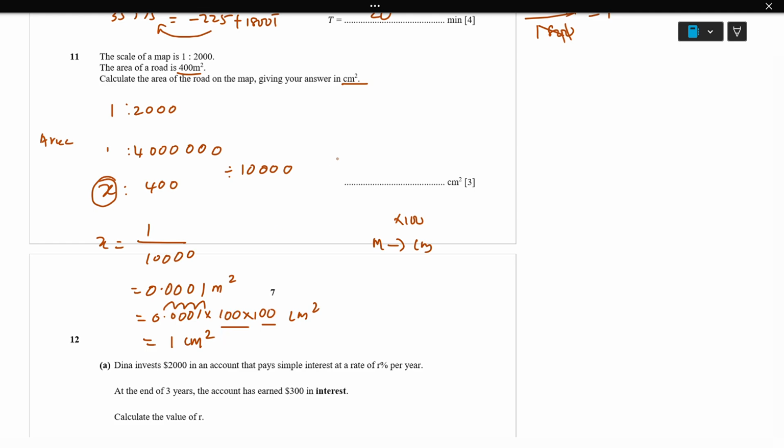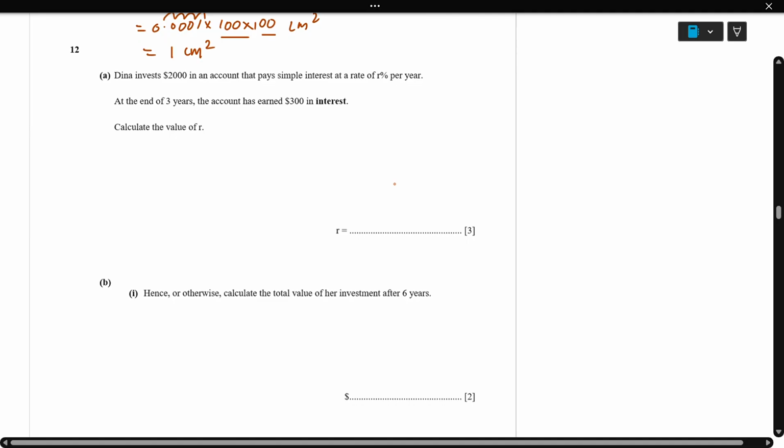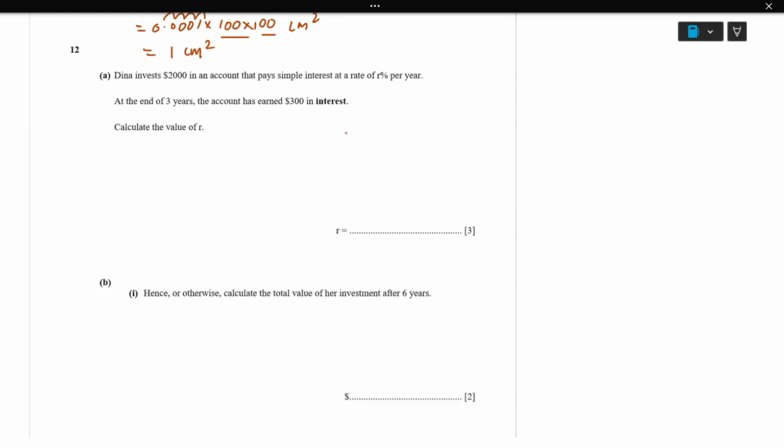That's the answer. The answer is 1 here. Next, question 12. Dina invests 2000 in an account that pays simple interest at a rate of R percent per year. At the end of 3 years, the account has earned 300 in interest. Calculate the value of R.